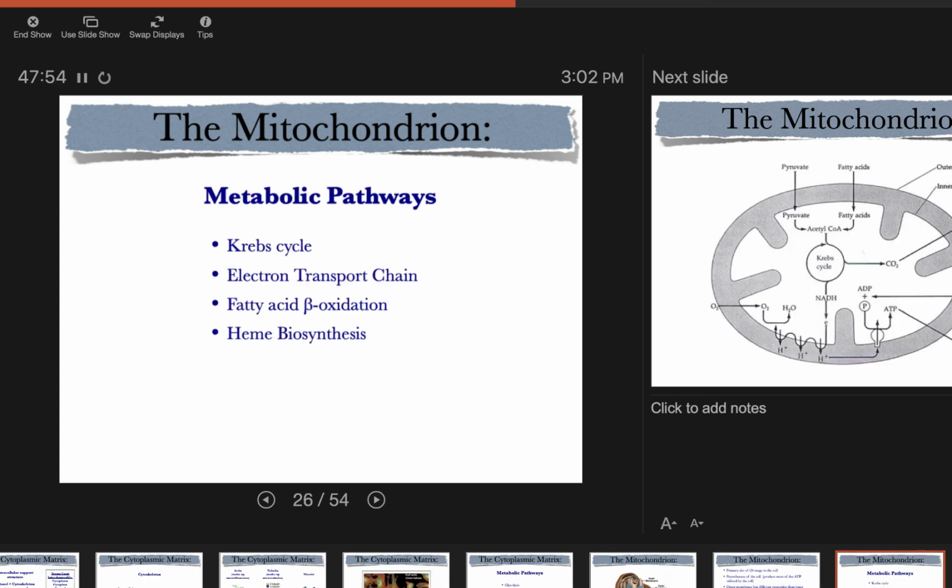All right, so here we go. Metabolic pathways in the mitochondria. Krebs cycle, also known as TCA and citric acid cycle, right? Hans Krebs cycle. Electron transport chain is there. So if I ask you where the electron transport chain is, you're going to say mitochondrial inner membrane.